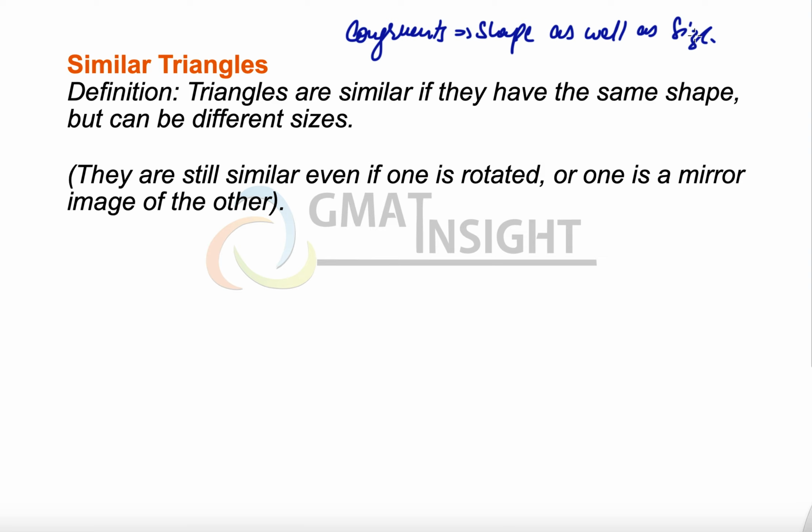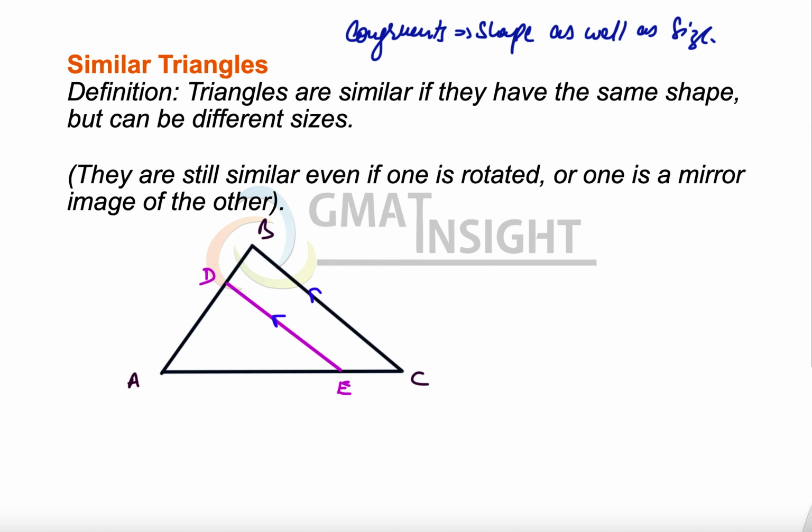Now we would like to apply this concept to triangles because we are discussing it in triangles. There are two cases of similar triangles that I would like to discuss. The first is the easier case, so let's start with this. I would like to draw a triangle ABC, and in this triangle I have drawn another line DE which has been drawn parallel to side BC.